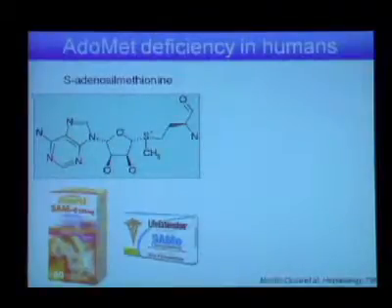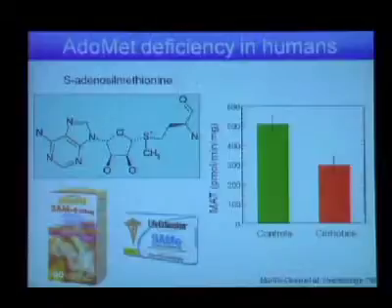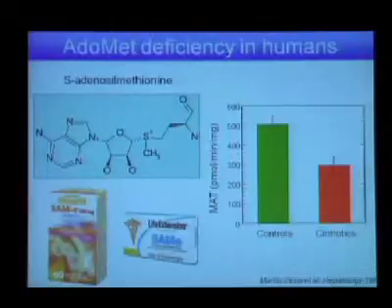We were very interested in this molecule because of an observation we made many years ago, in 1988. We found that in the liver of cirrhotic patients there was an important impairment in the production of S-adenosylmethionine.